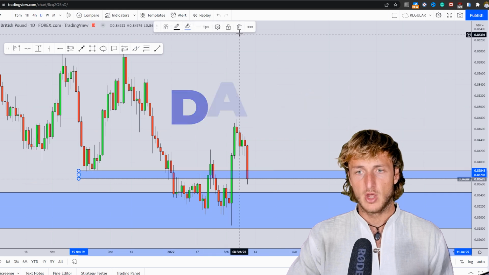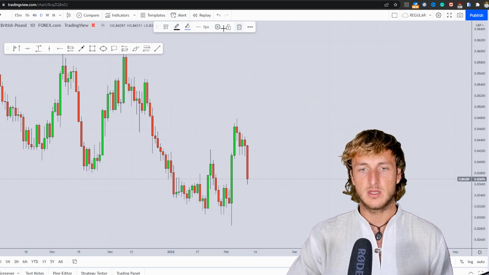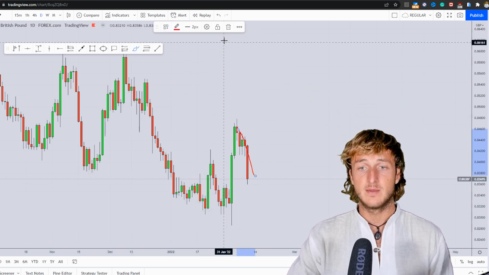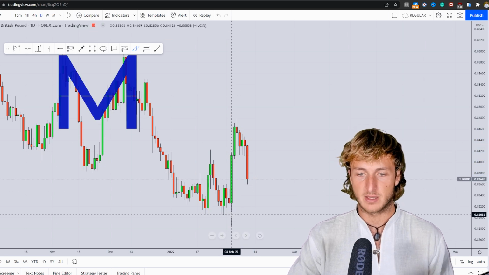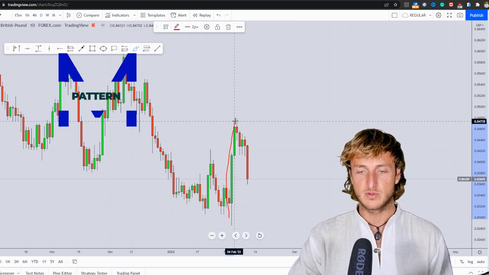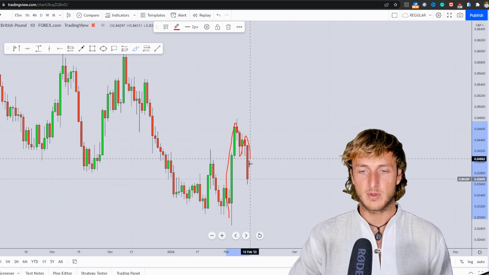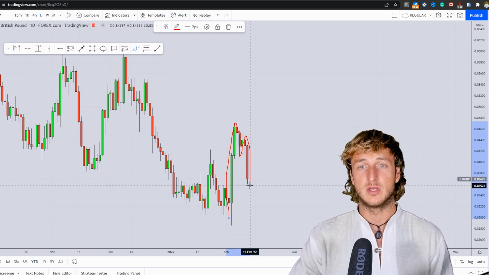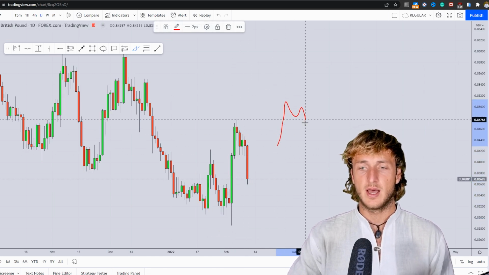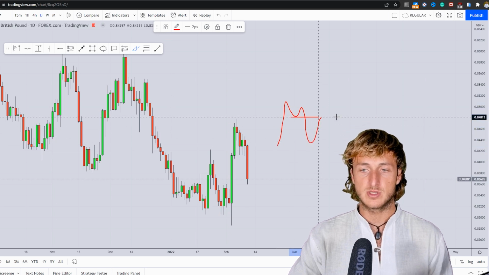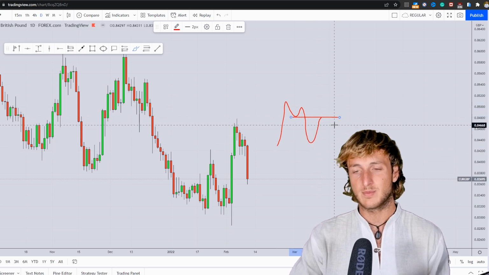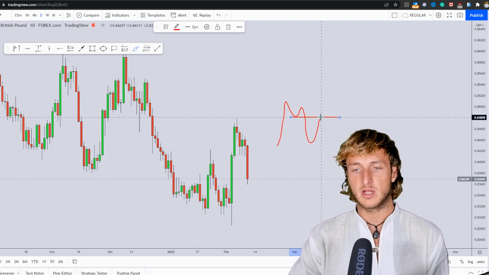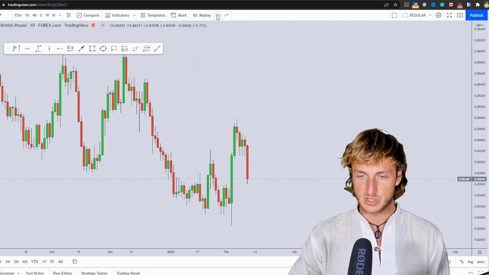Now here on the daily, what we can see is that in creating this correction to the downside, the market has created an M pattern. In fact, we had the impulse to the upside, move back down, move back up, and currently we are starting to print this M pattern. And in general, after the creation of an M pattern, you want to see the market provide a potential move to the upside to go and complete the pattern at the previous support turned resistance.